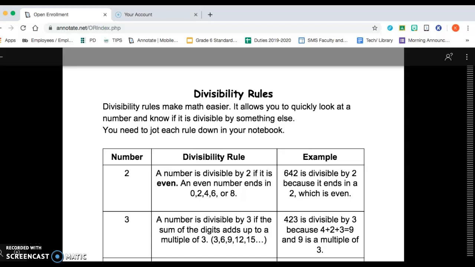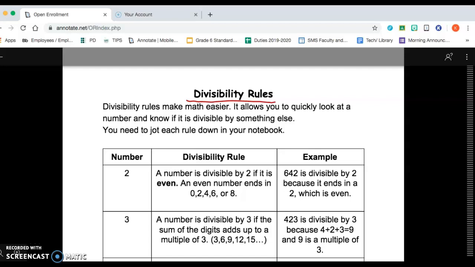So today we're going to talk about divisibility rules. The reason we're doing this is because we're going to start a unit and we're going to have to be able to divide really quickly. This way we can look to see really quickly if a number is divisible by another number.